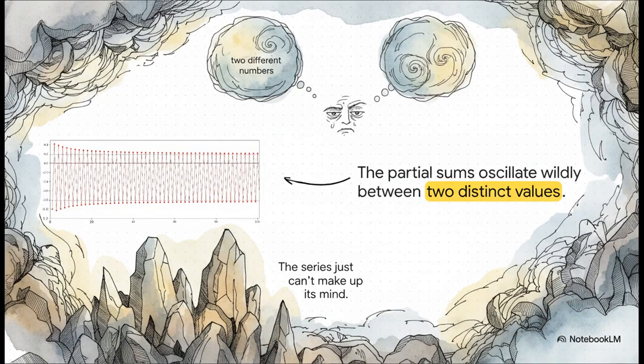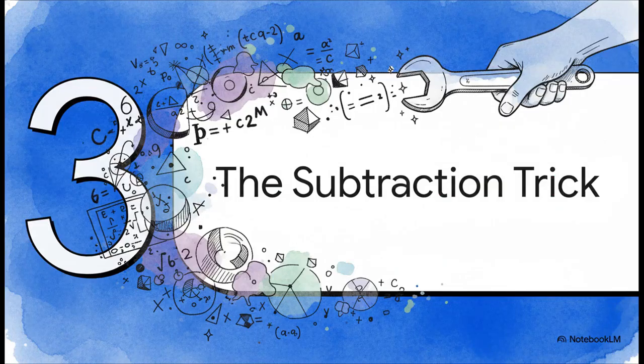And this graph just shows you the chaos it creates. If you just naively start adding up the terms, the sum never settles down. It gets stuck, bouncing back and forth forever between 2 completely different numbers that are a full unit apart. The series literally cannot make up its mind. So, how in the world do you calculate a number that behaves like this? You can't just throw more computer power at it.